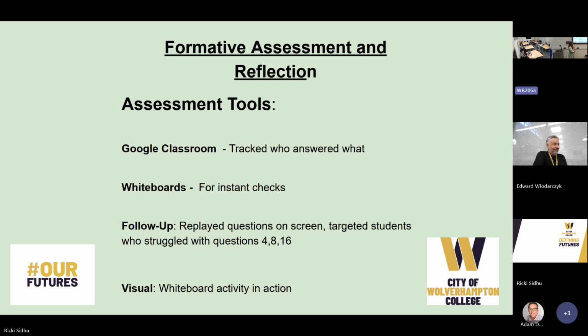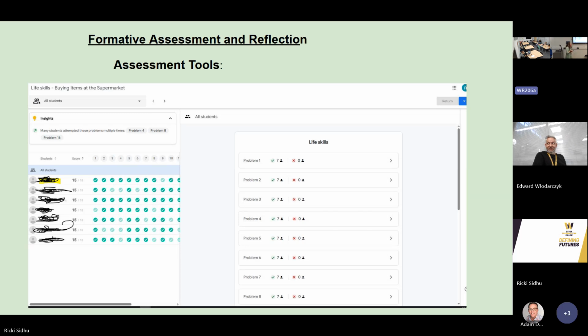I have a screenshot. I've taken the names off, and it showed me what they got right and what they struggled with. Here, students attempted these problems multiple times: question 4, question 8, and question 16, and they were my open-ended questions. They struggled with the open-ended questions, and I think it was just working out the calculations and structuring the sentence correctly.